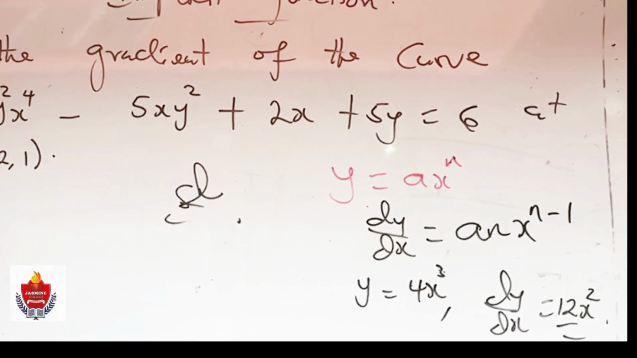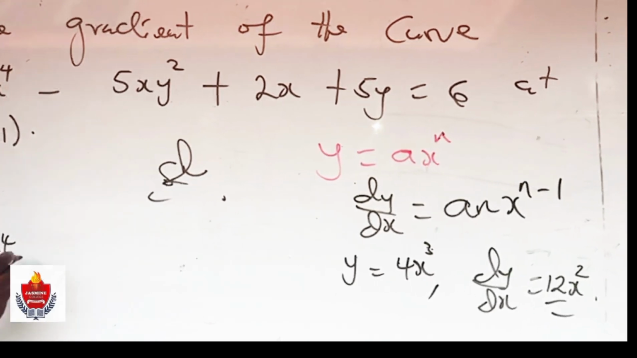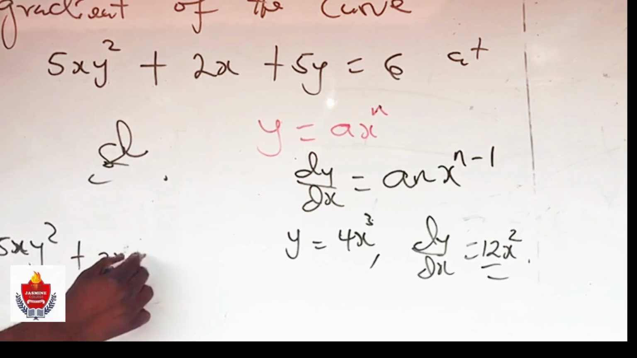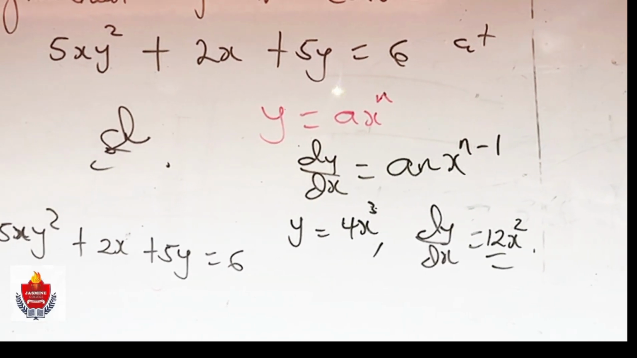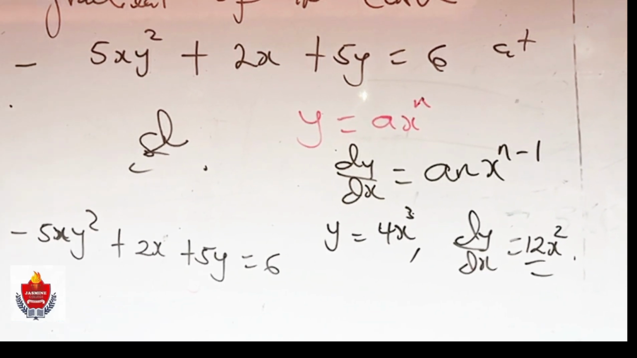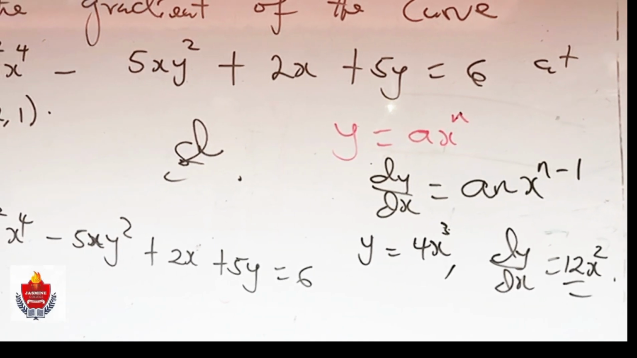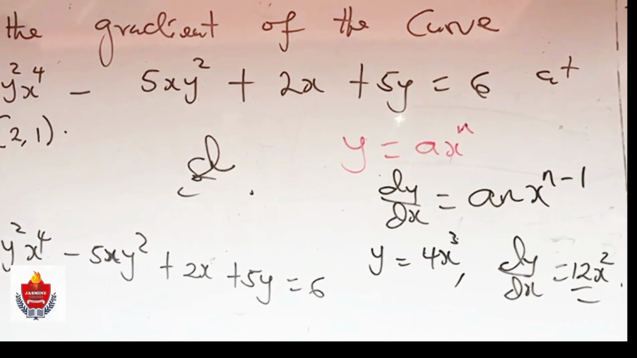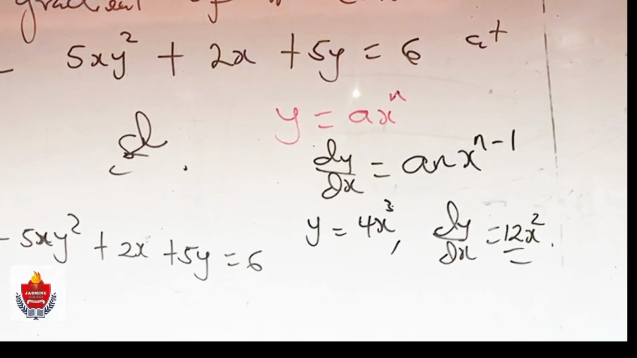Now we have 3y squared x raised to power 4 minus 5xy squared plus 2x plus 5y equals 6, people of God. Now, we are going to be differentiating implicitly. What has inspired us to know that this expression needs to be differentiated implicitly? If you study this relation, you can see that there is a powerful coexistence of y and x living together as an entity.